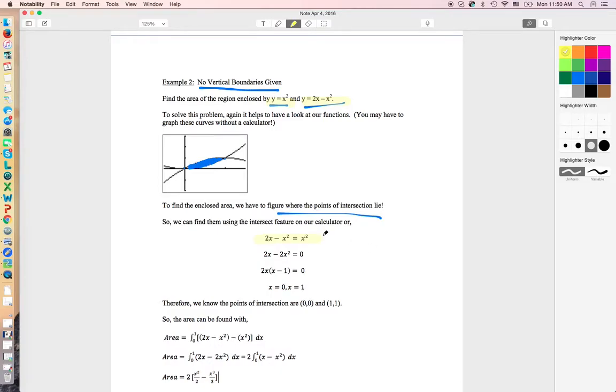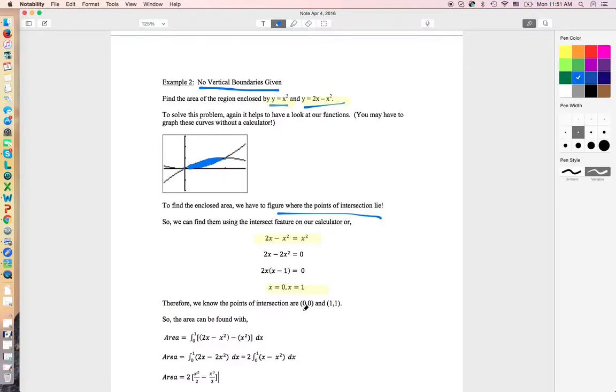And there's a variety of ways you could have done this. I tried to get a 0 on one side. I factored out the common factor, the greatest common factor. And then I used the zero product property and solved that we'd have 2x equals 0 or x minus 1 equals 0. And these would be my two answers. So those represent the x values. So I have one point of intersection when x is 0. I have another point of intersection when x is 1.